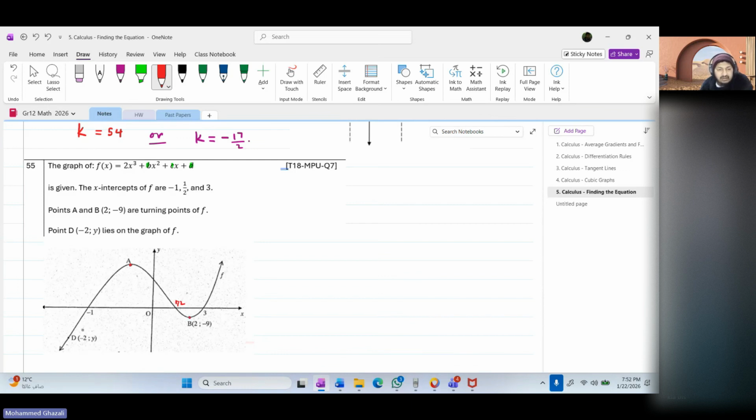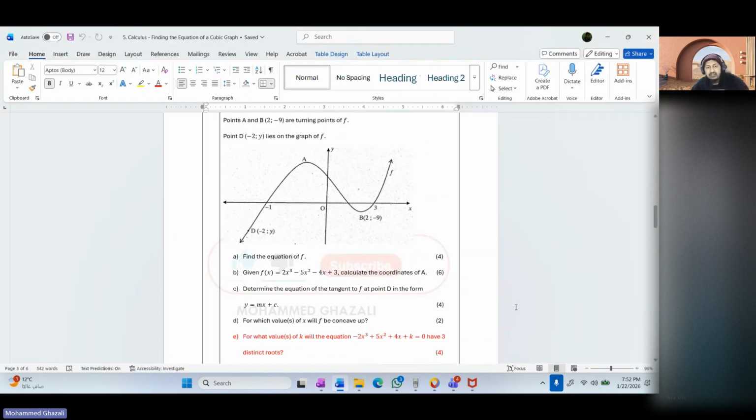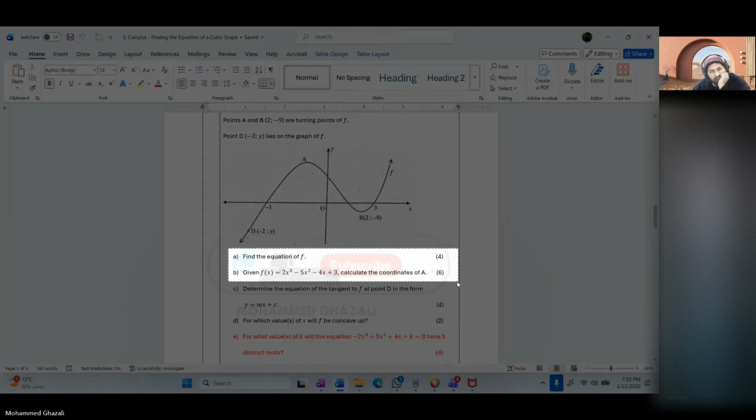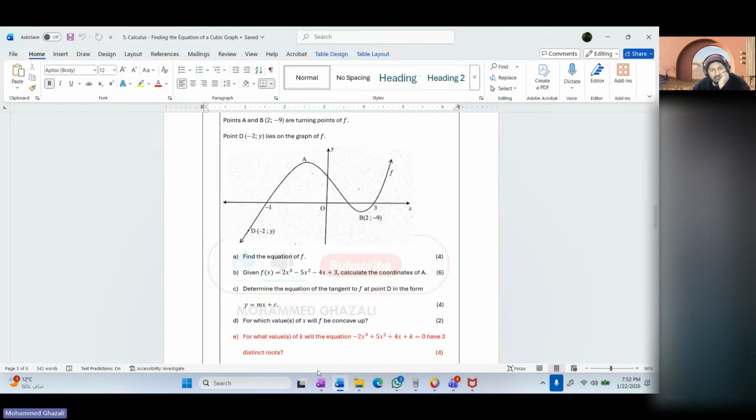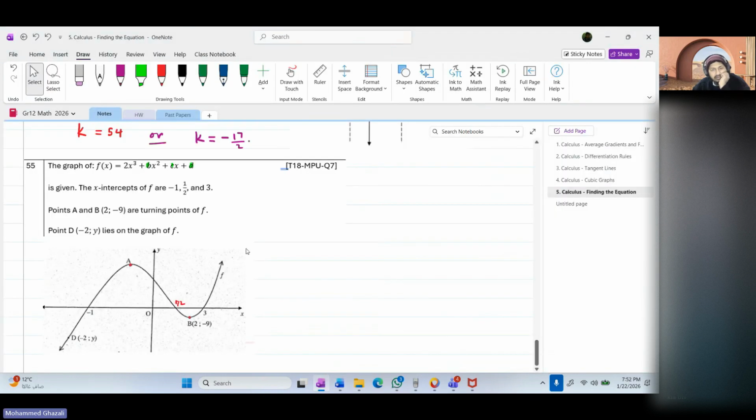Point (-2, y) lies on the graph of f. So that's just a general point. But now it's easy because 3 x-intercepts are given. Even the value of A is given, so that's great. What's the first question? The first question should be to find the equation of f. 4 marks and 6 marks, so the bulk of the marks is coming from there. I'll paste the question here. So what we are doing now is finding the equation of f.